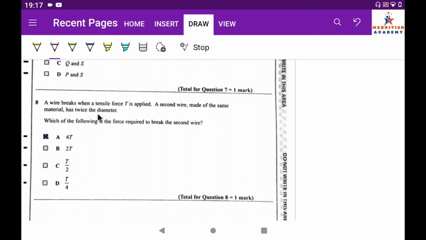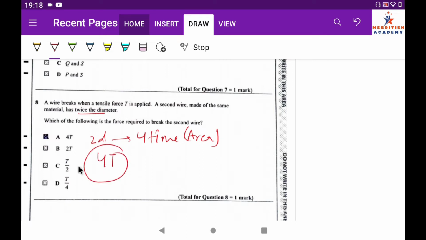A wire breaks when a tensile force T is applied. A second wire is made of the same material and has twice the diameter. Which of the following forces is required to break the second wire? As we increase the diameter to twice, the area will increase 4 times. So we will need 4 times the tension. So from here A will be the correct answer.